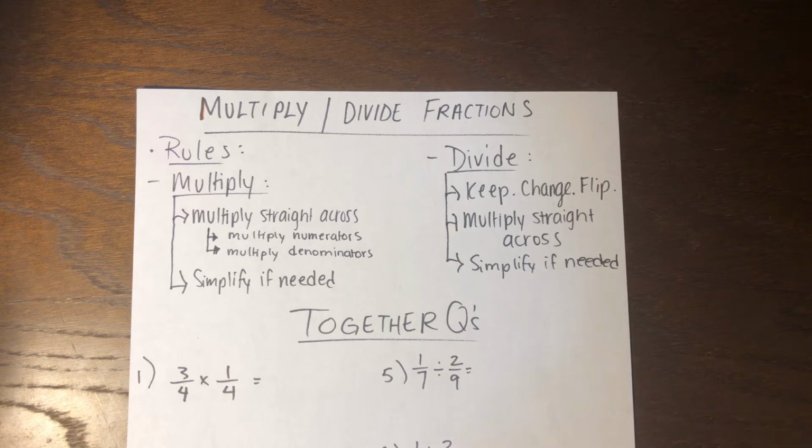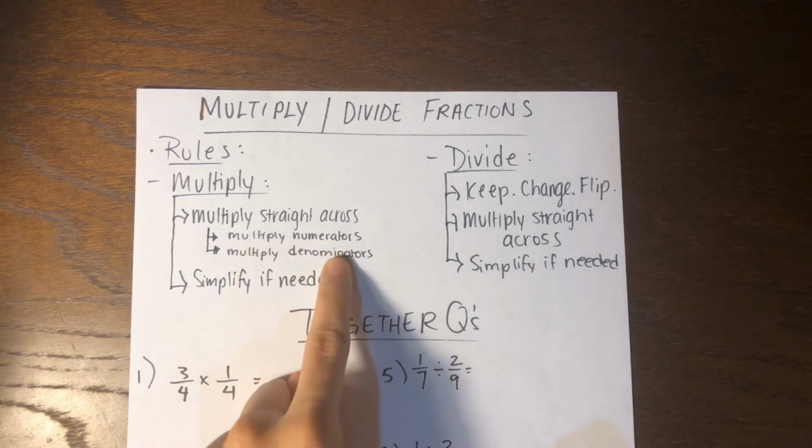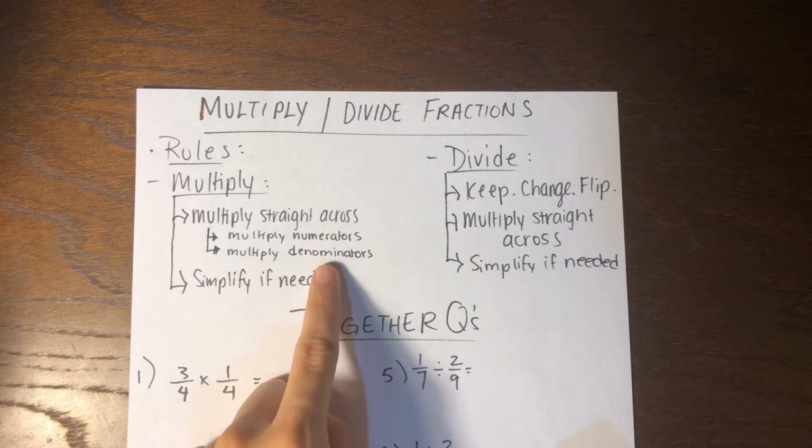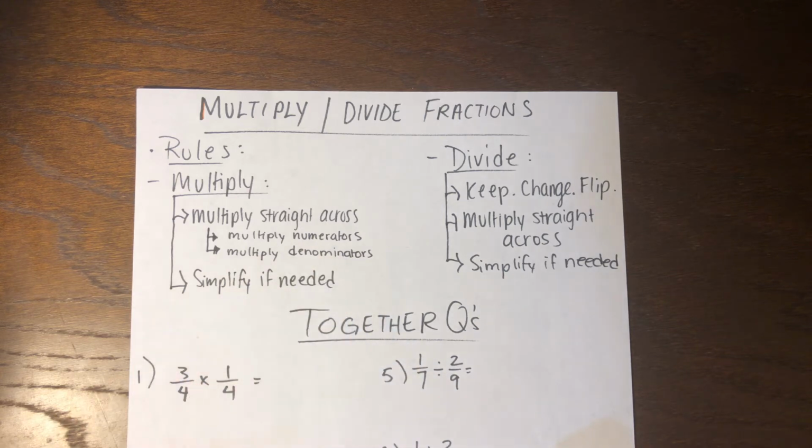Hi guys, we're here for our last video about fractions, and we're going to be talking about multiplying and dividing fractions. Okay, so these are just the rules. For multiplying, we're going to multiply straight across. That means multiply the numerators, multiply the denominators, and then simplify if needed, and you're done.